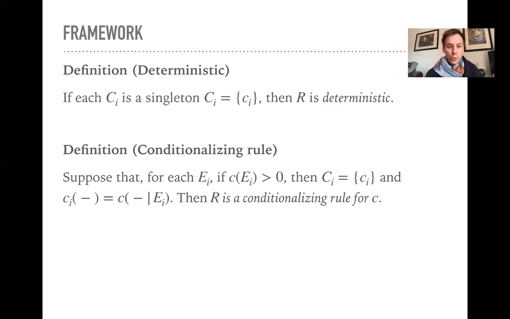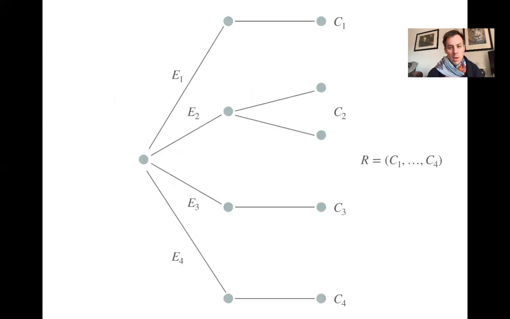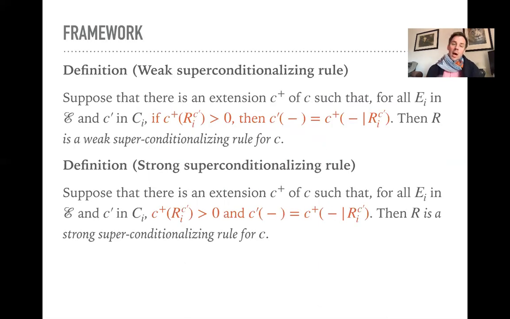A conditionalizing rule for a credence function is just one that tells you to update by conditionalizing on any piece of evidence you receive when your original credence function assigned non-zero probability to it. There's an example of a non-deterministic updating rule, but we've seen one already. In fact, that's just a more schematic drawing of one, but the one that we saw about Florida and not Florida with the hurricane, that's a non-deterministic updating rule.